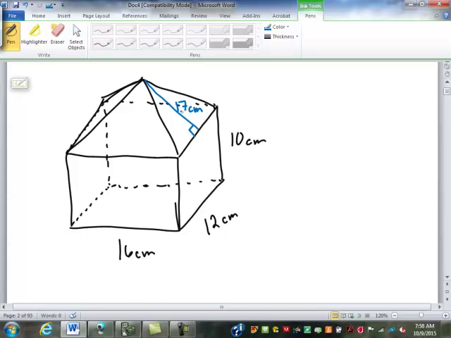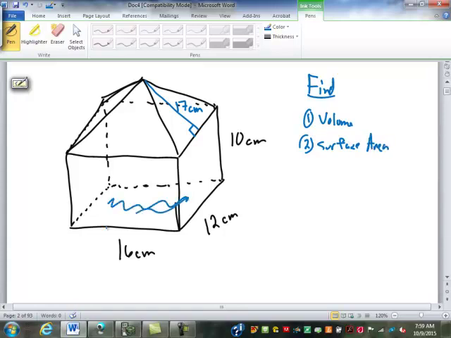Obviously, this isn't drawn to scale. That technically peak goes up way high. Find volume and surface area. For the surface area, I do want you to include the bottom down. Let's see how you do with that one.